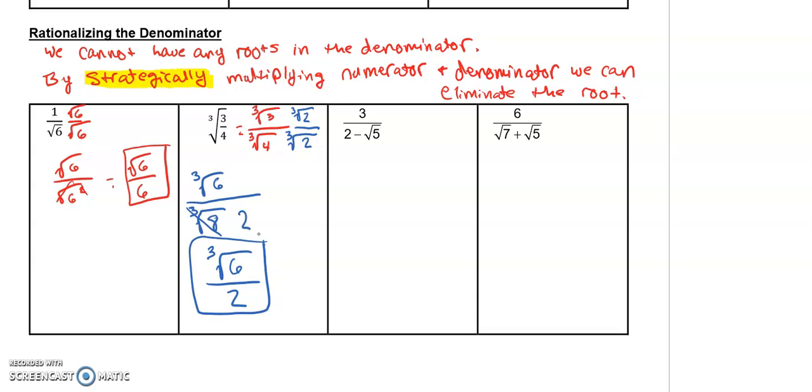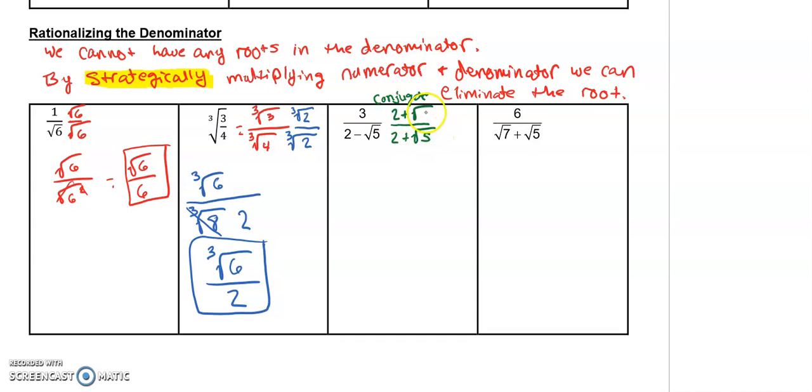Last type of rationalizing. This is going to be similar to when we had complex numbers on the denominator. You'll remember we had this thing called the conjugate. Okay, conjugate. It's the same expression, but flip the sign in the middle. So if you have more than just a root on the bottom, like on this one I have another term, we're going to multiply by the conjugate on the top and bottom.